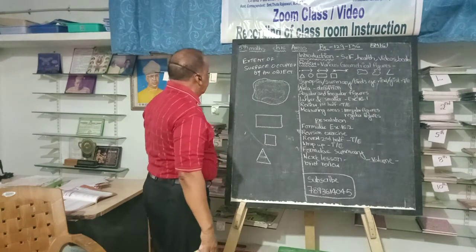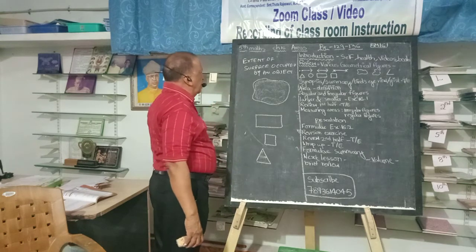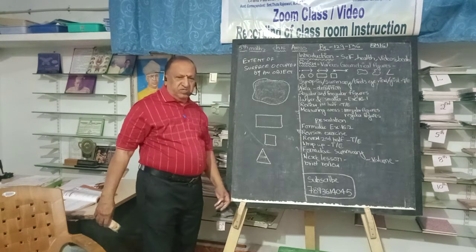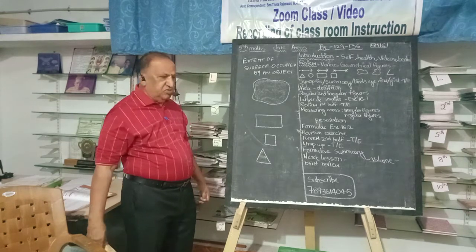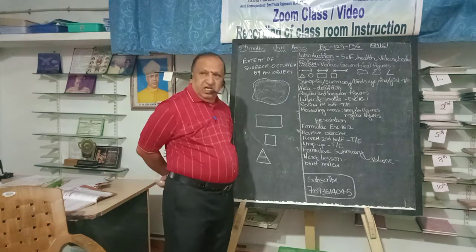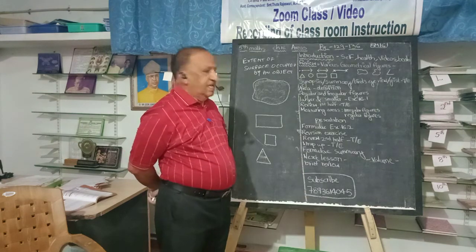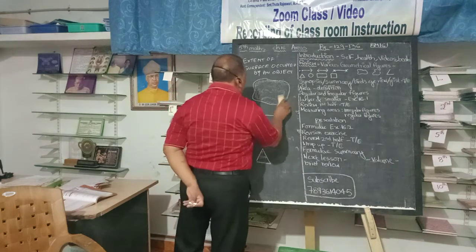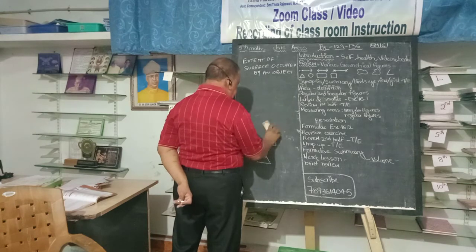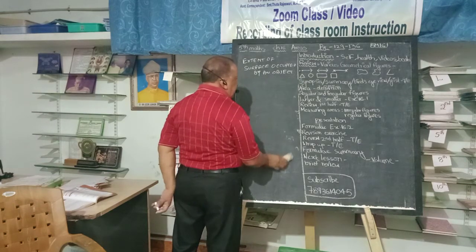So that is the definition: extent of surface occupied by an object. Now, in a room we calculate the area. Suppose you want to put floor tiles, you need to know how many tiles are needed. Then you have to calculate the area. So area is the extent of the surface covered by an object.